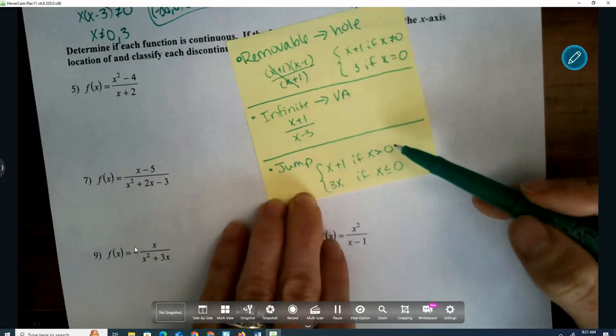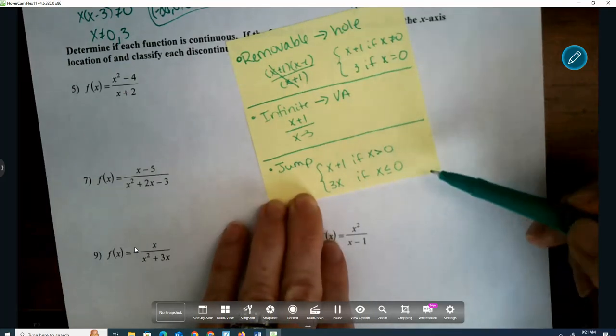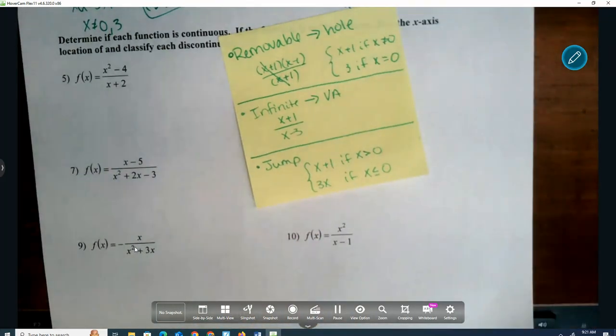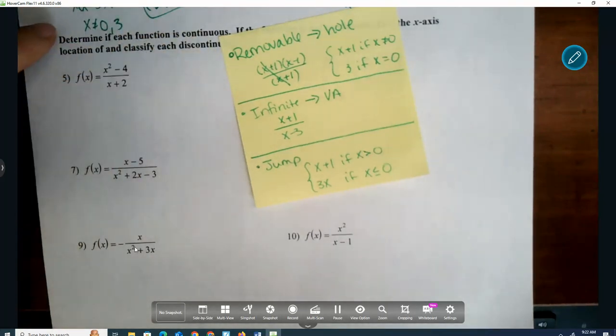Where one piece is greater than and the other is less than, assuming the 2 pieces don't match up, because we know it's possible they match up, in which case there is no discontinuity. So we can predict the type just by looking at our equations.